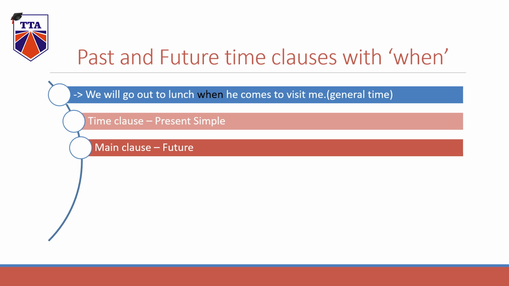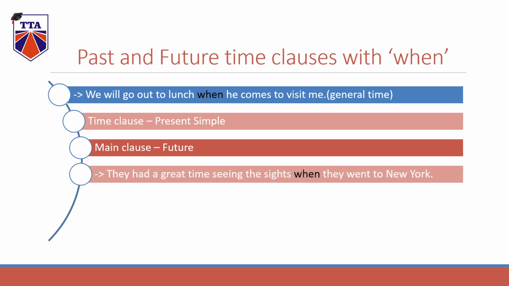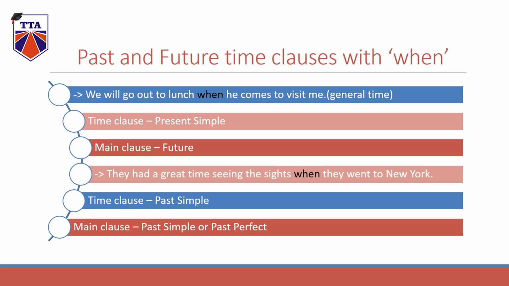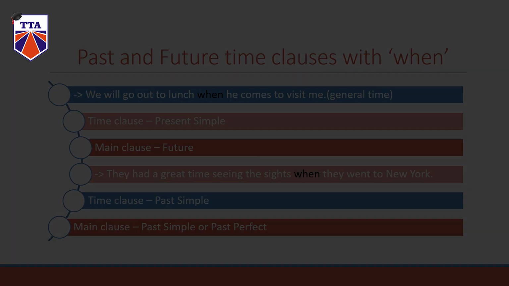Let's discuss further. The sentence is they had a great time seeing the sights when they went to New York. So you can see that the time clause when they went to New York is in past simple. So the main clause they had a great time seeing the sights is in past perfect. It can also be in simple past tense.